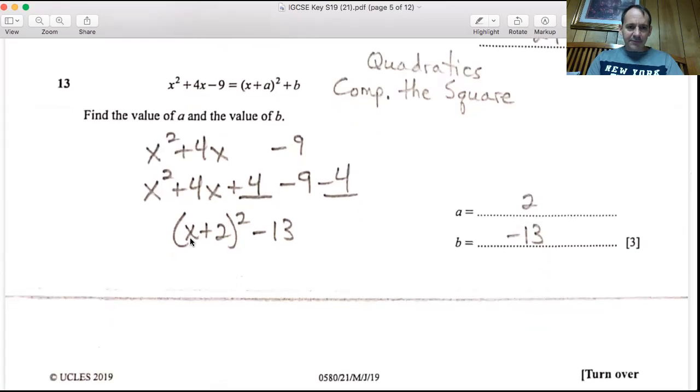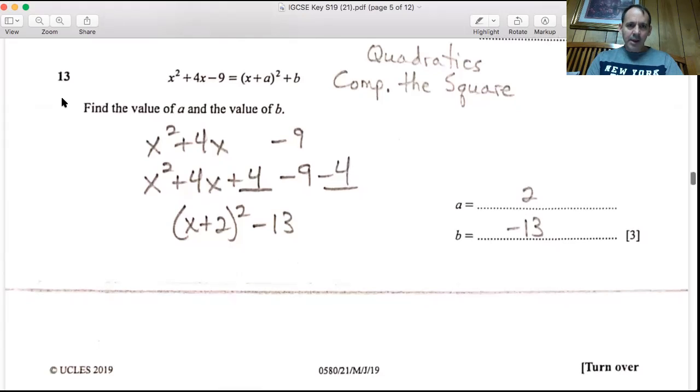So here we have x plus 2 squared is what this factors to. It's a perfect square. Factors of 4 that add up to 4, 2 and 2. So you get x plus 2 squared, and then these two here, -9 minus 4, make a -13. So if you look at the pattern up here, the a is the +2, and the b is a -13. You should be able to do this. Make sure you learn how to do completing the square, because after IGCSE, when you get up into the AS level, you're going to be doing this quite a bit.